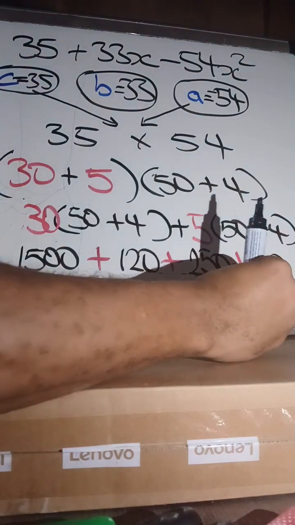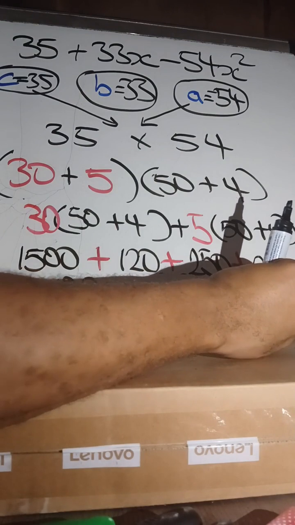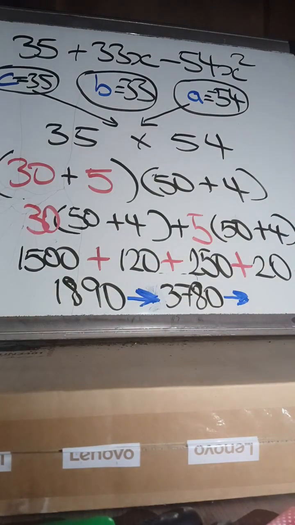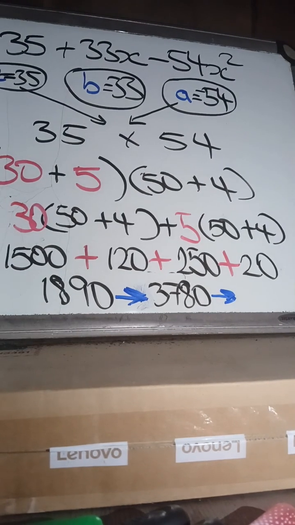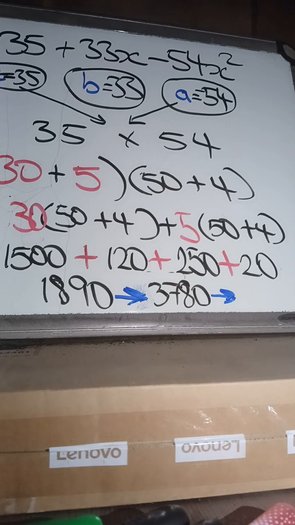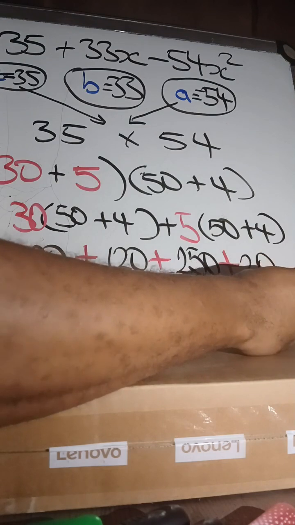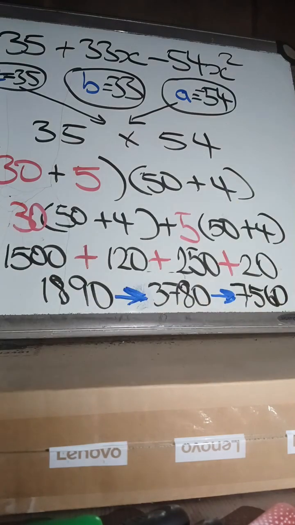Then when you add 3,780 to itself, now that would be 7,560. Yeah. Let's double check all of that.